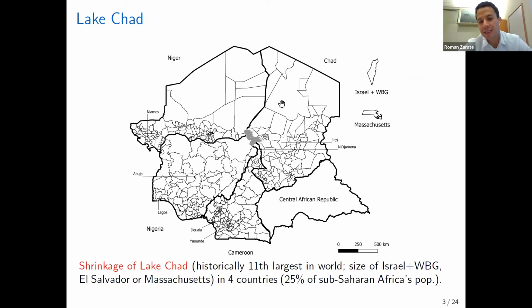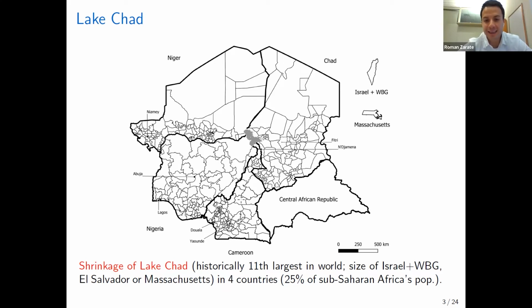So just to give you an idea of the lake, the lake was, or is, a lake that is between four of the poorest countries in the world: Niger, Chad, Nigeria, and Cameroon. And it was historically the 11th largest lake in the world, and it was similar in size to Israel plus West Bank and Gaza, or El Salvador or Massachusetts.